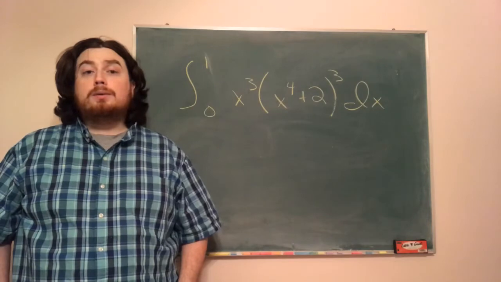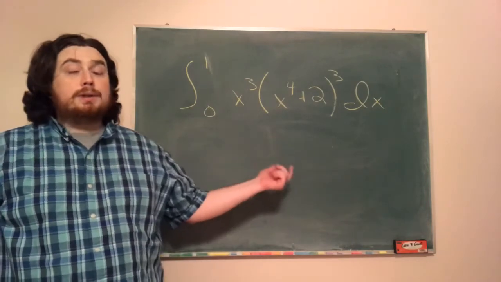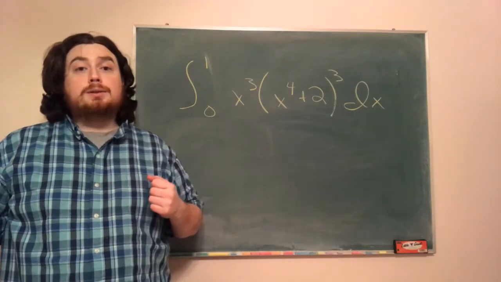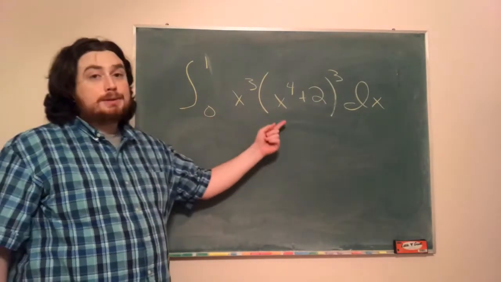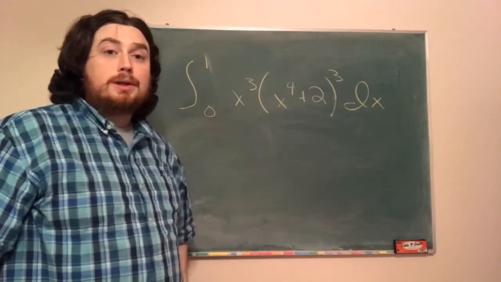Today we're going to be going over a definite integral that involves an integration with substitution. And so what we're going to have is the integral from 0 to 1 of x cubed times (x to the fourth plus 2) cubed dx.